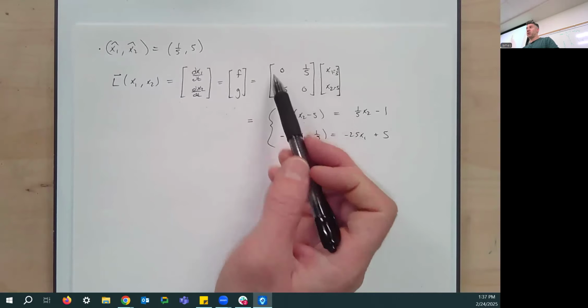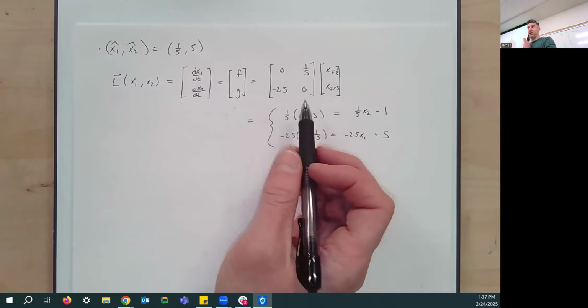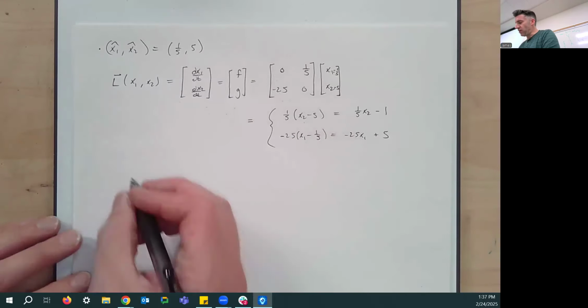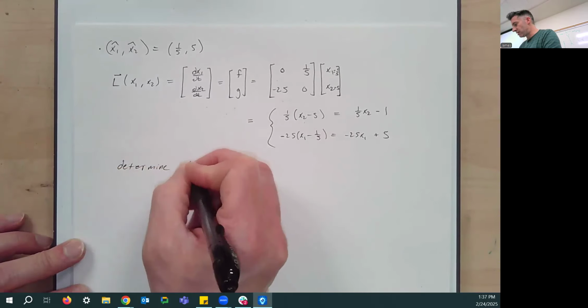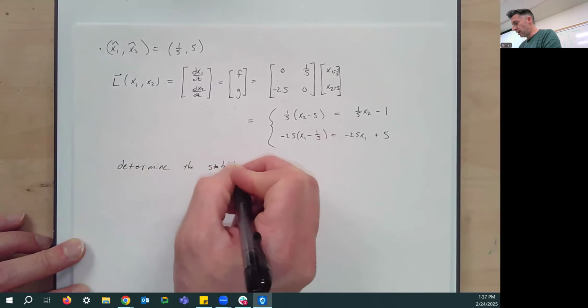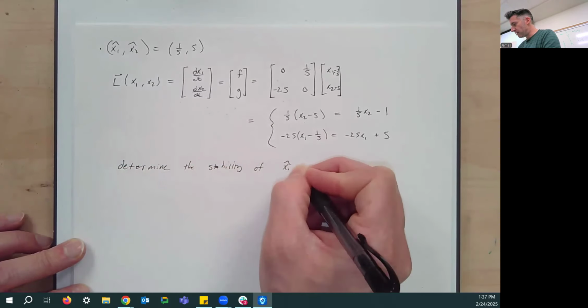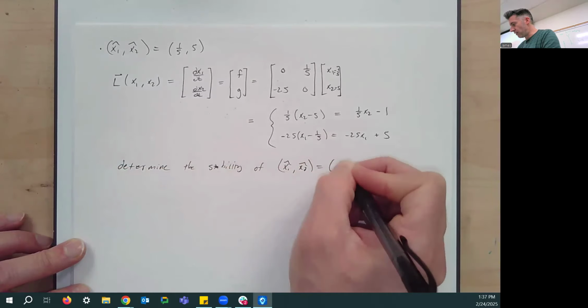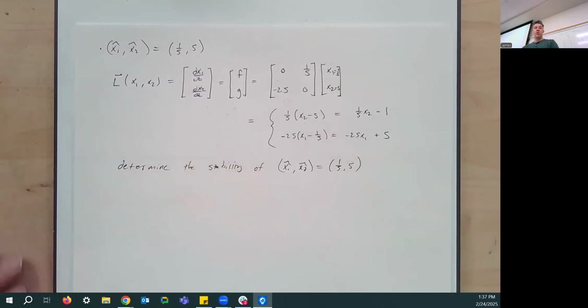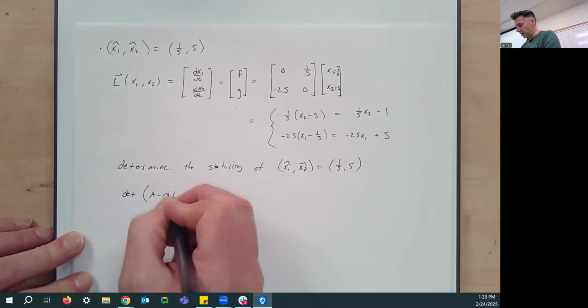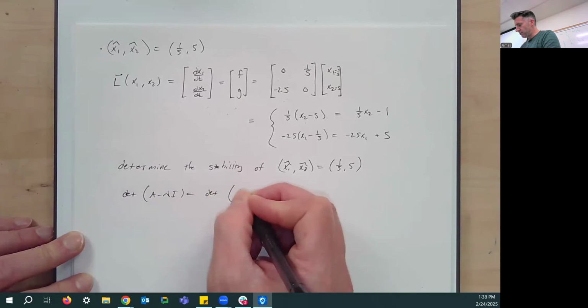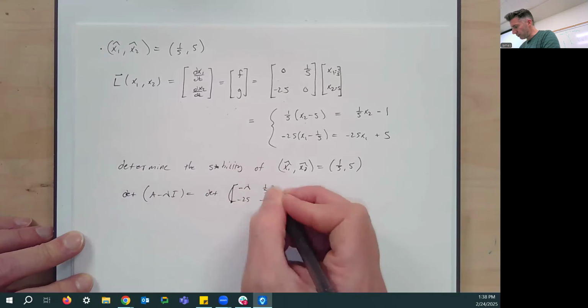Based on our 2 by 2 matrix here, we have to find the eigenvalues, right? Or I should say, we don't have to find the eigenvalues, we have to determine the stability of the equilibrium x1 hat, x2 hat equal to 1/5 comma 5. You could find the eigenvalues. That'd be a totally valid way of doing it. We could say the determinant of A minus lambda I is equal to the determinant of negative lambda, 1/5, negative 25, negative lambda. That's a pretty easy one to deal with.